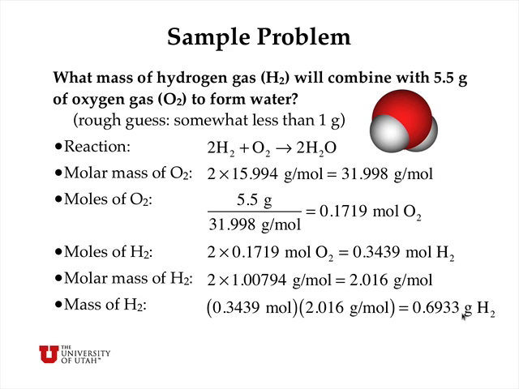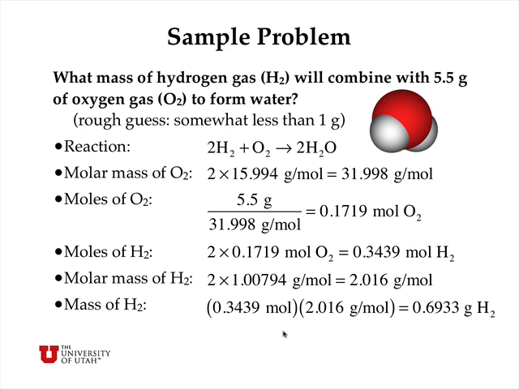And this 0.6933 grams is somewhat less than 1 gram, so it agrees with our initial guess that the mass of hydrogen that would combine with 5.5 grams of oxygen to form water should be somewhat less than 1 gram, and it turns out to be 0.6933 grams.